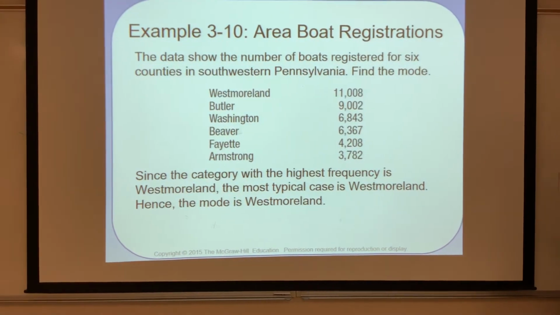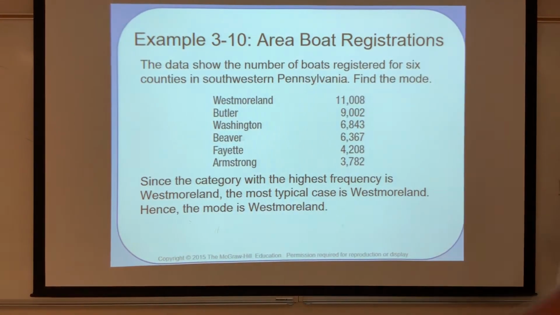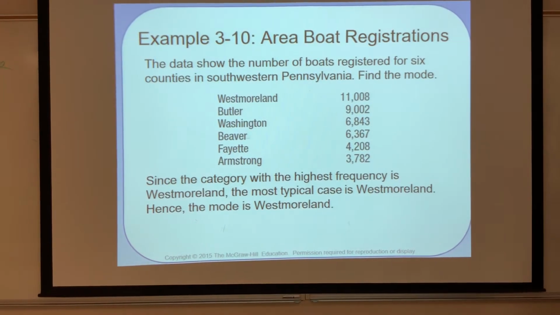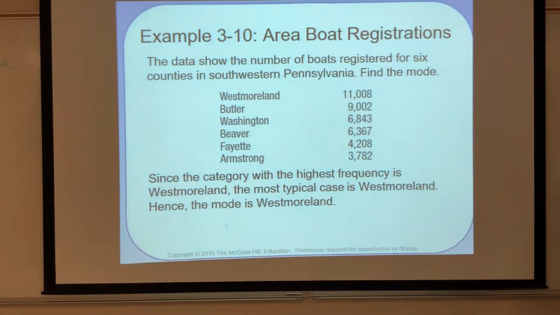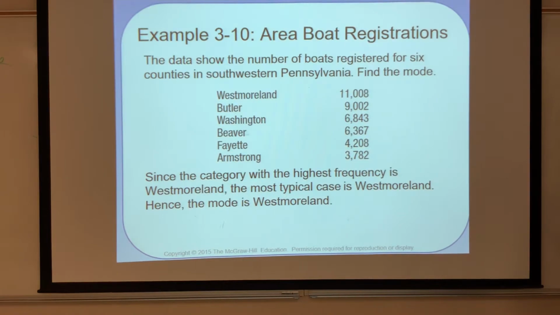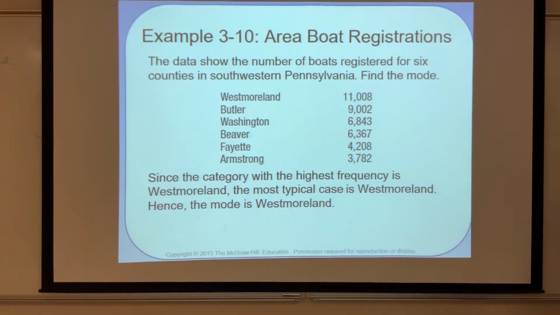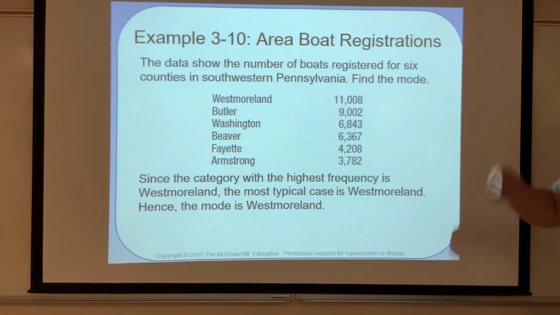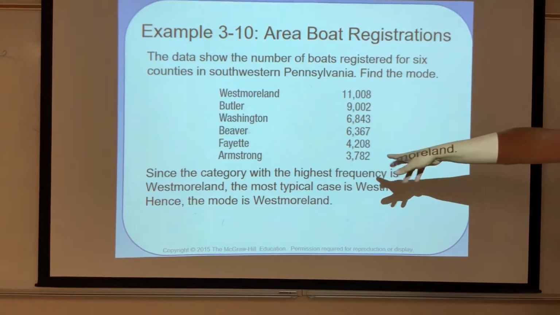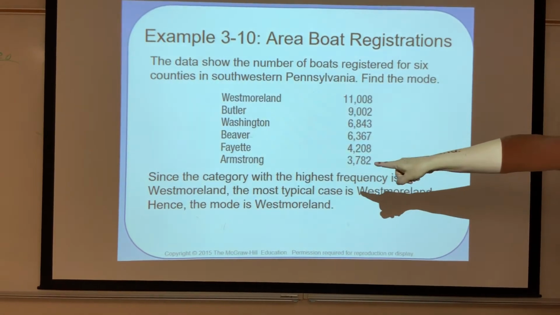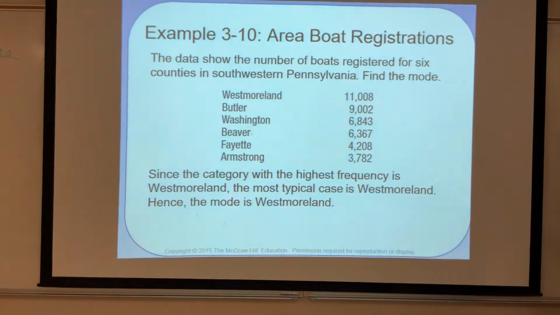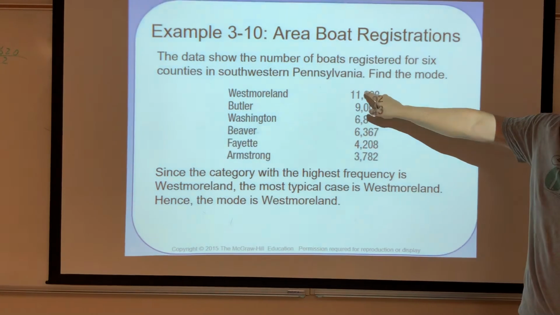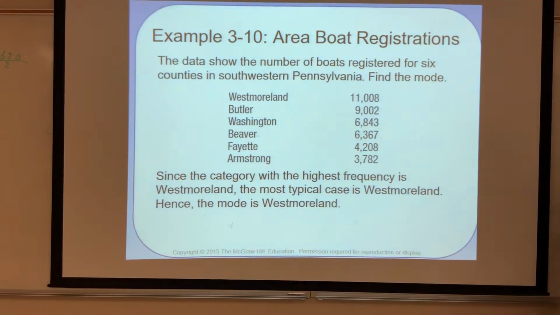Again, it says data shown for the number of boats registered for 6 counties in southwestern Pennsylvania, and it says find the mode. Well, the mode is going to be the highest frequency, so it's going to be Westmoreland. That's pretty easy to identify. Since the category with the highest frequency is Westmoreland, the most typical class is Westmoreland. So it's the class with the highest frequency. That's going to be your mode.